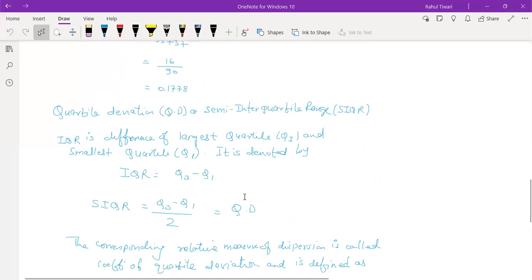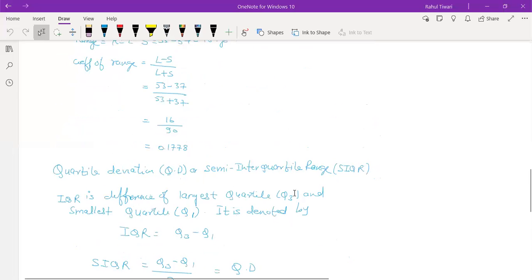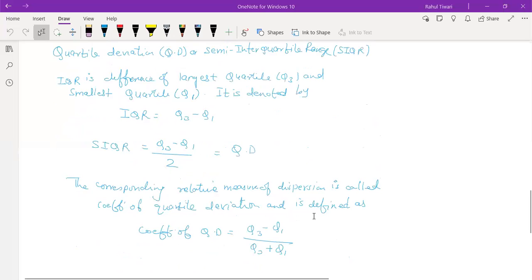So in the last class we have discussed quartile deviation and its definition, and let's do some problems based on that.